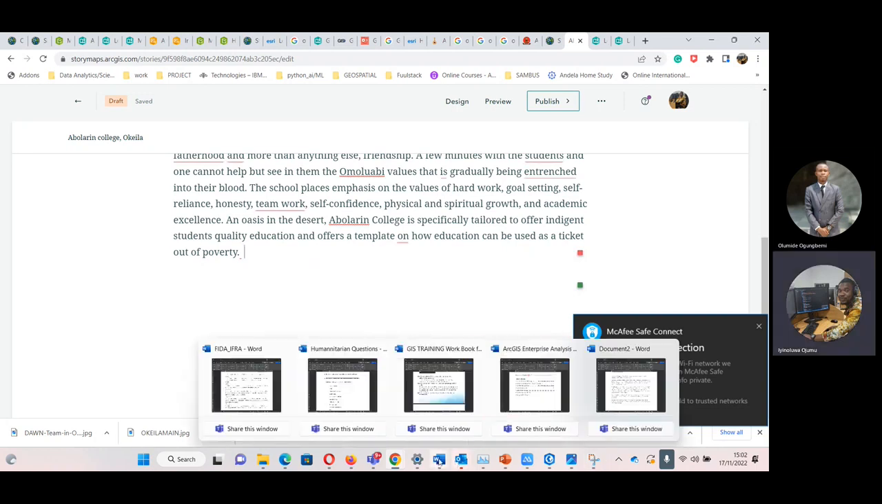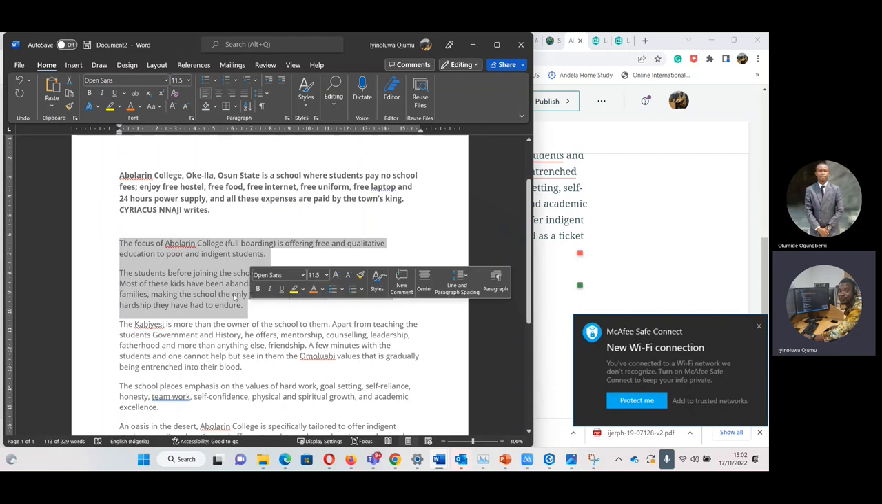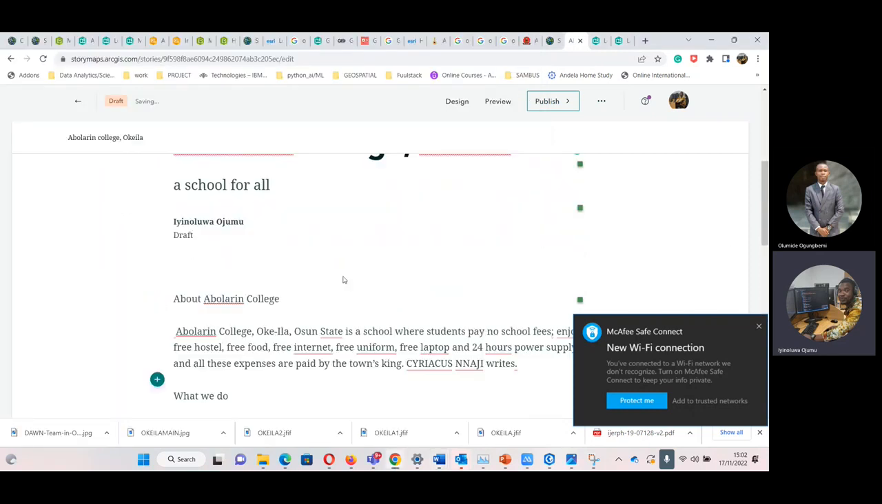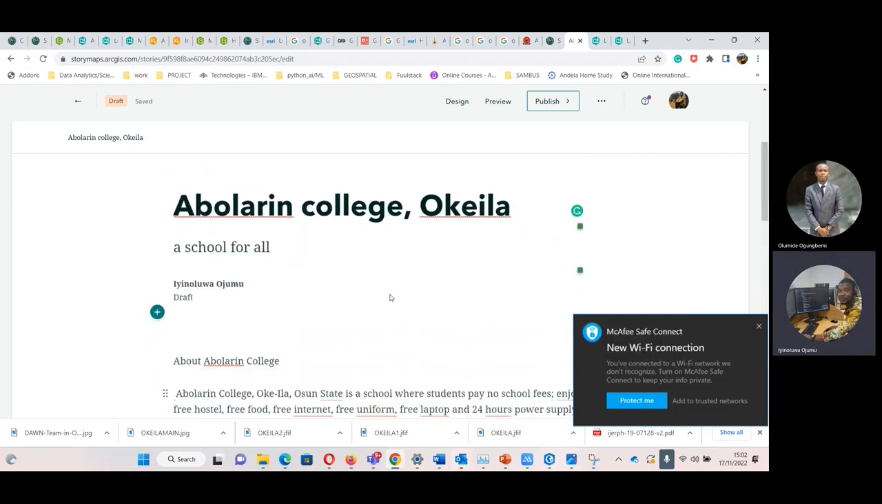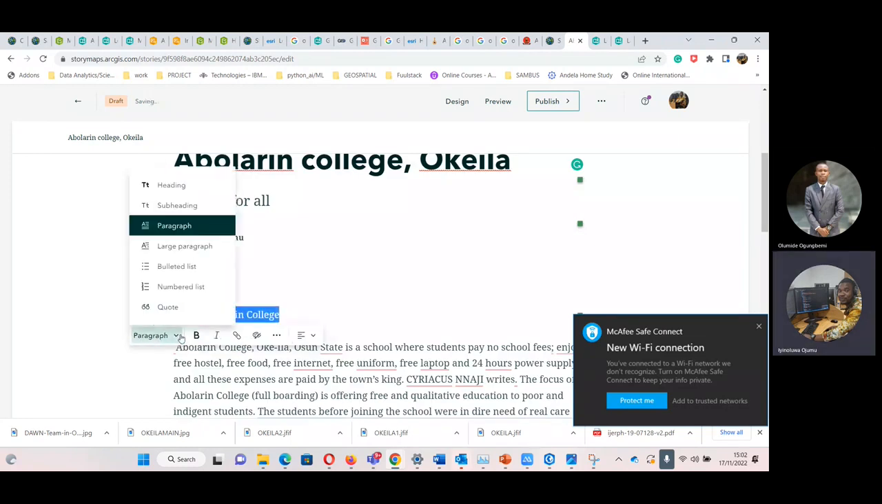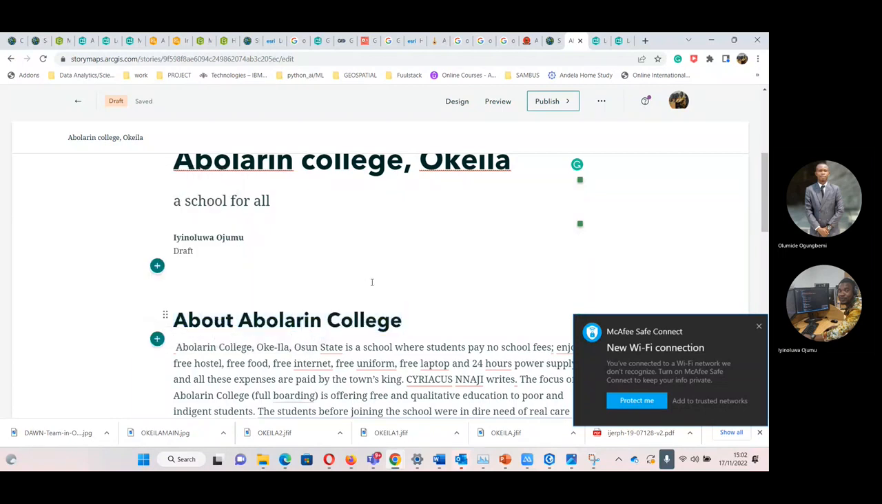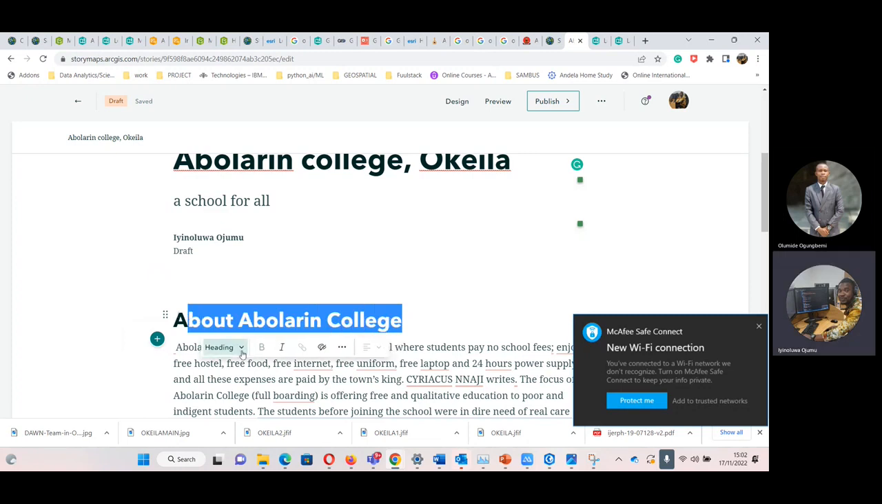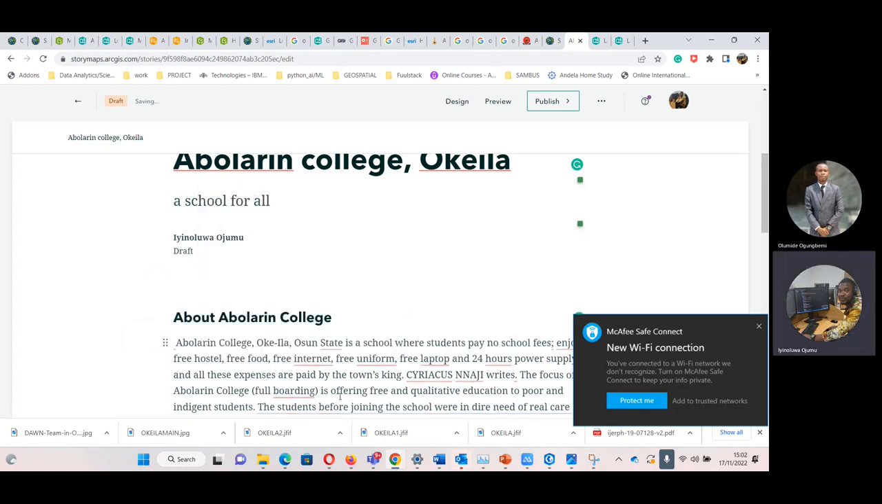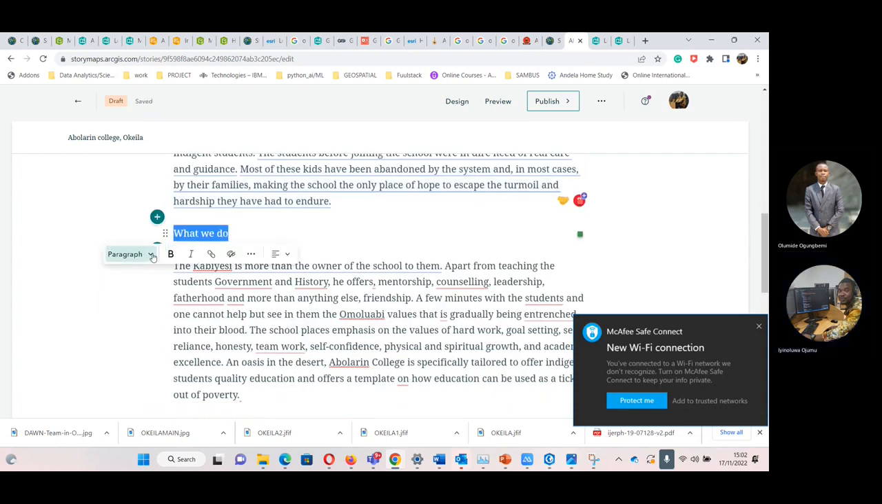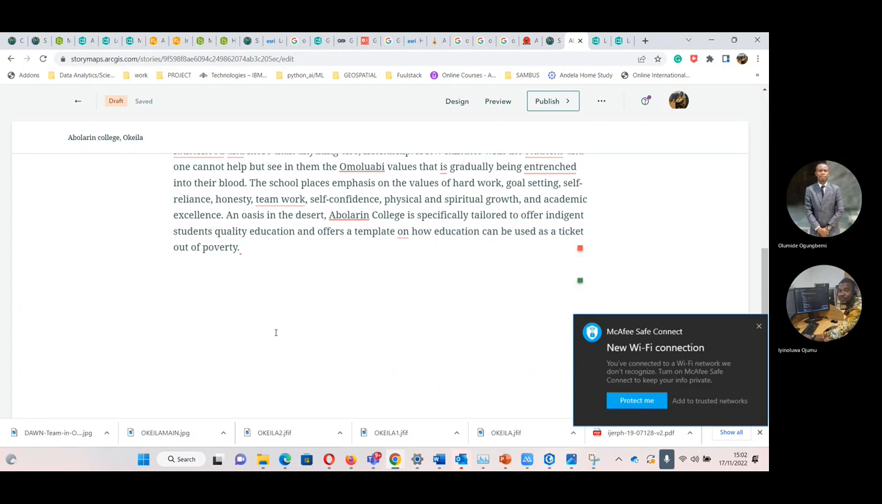Okay, so remember that my colleague shared a map the other time. I'm going to use that map here. So I can actually change this. I can make it like a heading, or a subheading. Something like a subheading. So this, what we do, can be made a subheading also, and stuff like that.